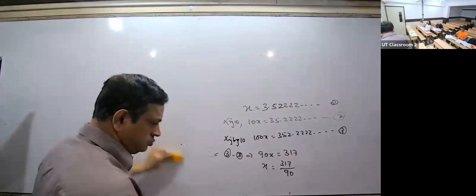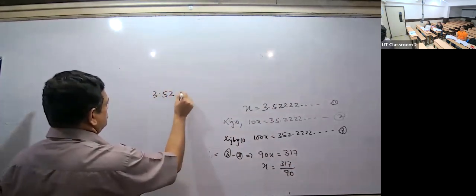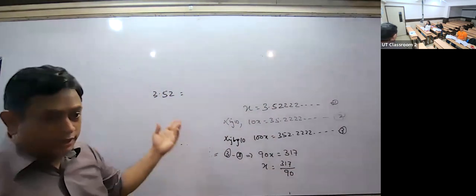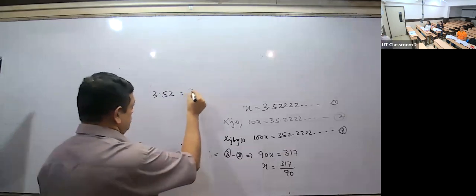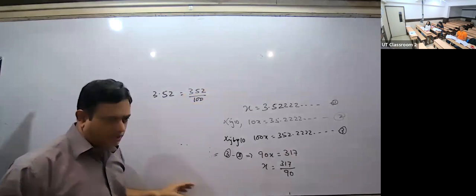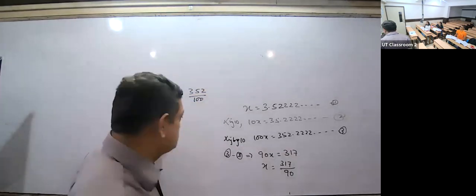Okay. Now tell me how to write 3.52 in fraction form. 352 upon 100, directly. Directly, since there is no recurring, it is directly 352 upon 100 and cancel. That is it. Then, next question.